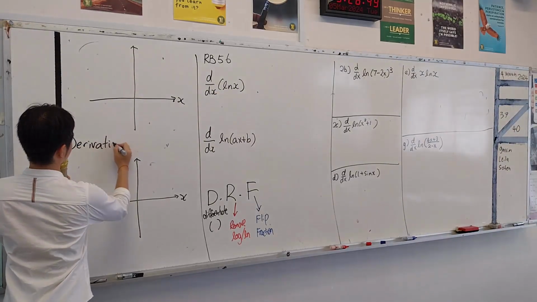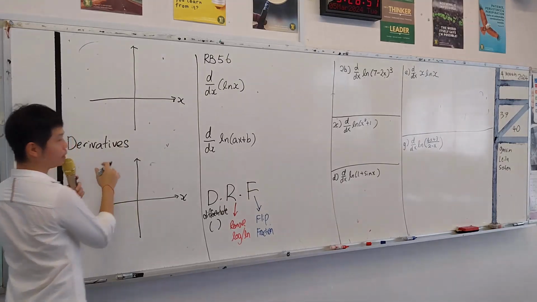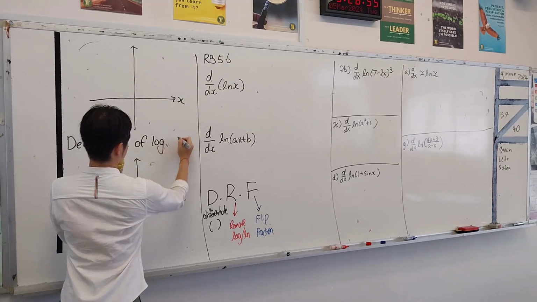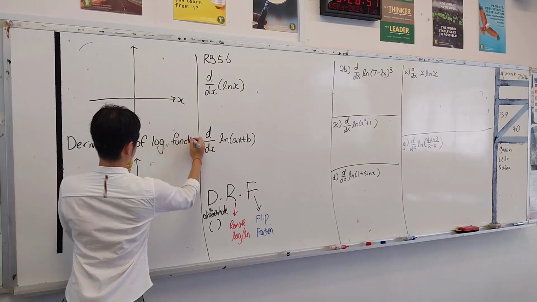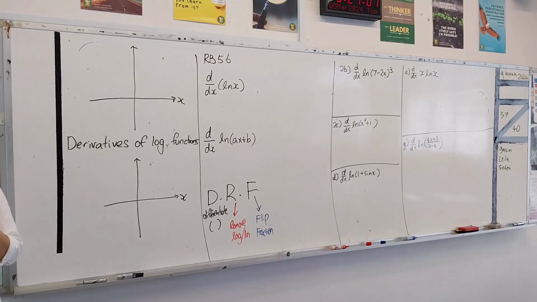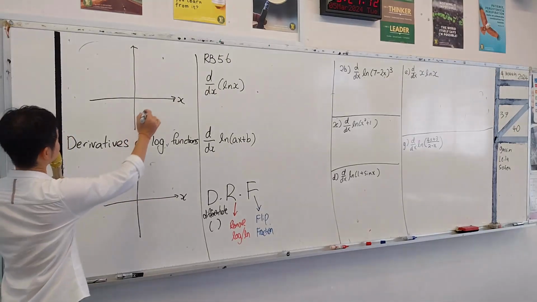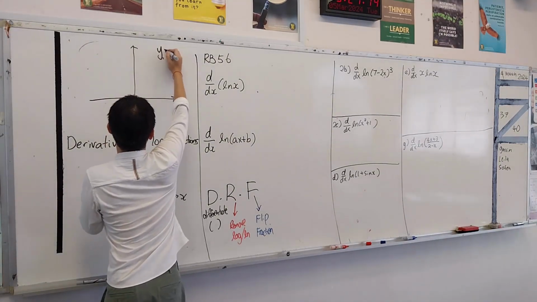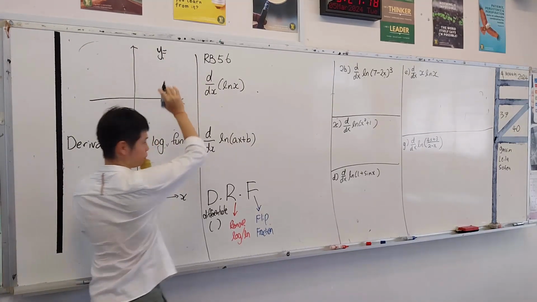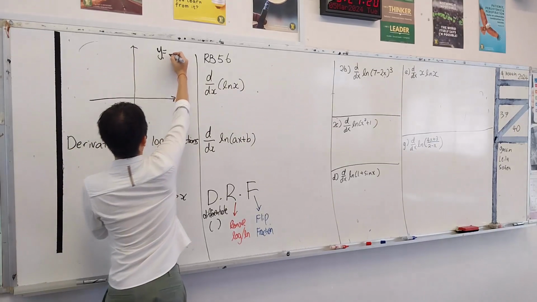Okay, we are going to do the derivatives, which means you differentiate a logarithmic function. How does a logarithmic function look graphically? So you ask yourself a question like this: what is a log function? Now let's use y equals lg or ln. All right, base 10 or base e. Okay, I write ln.